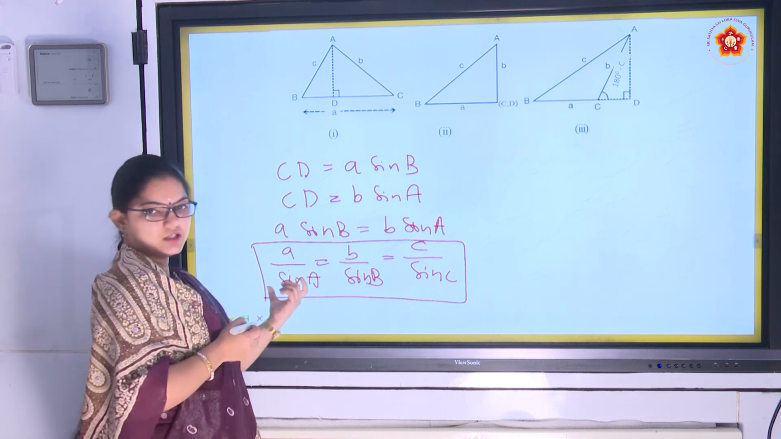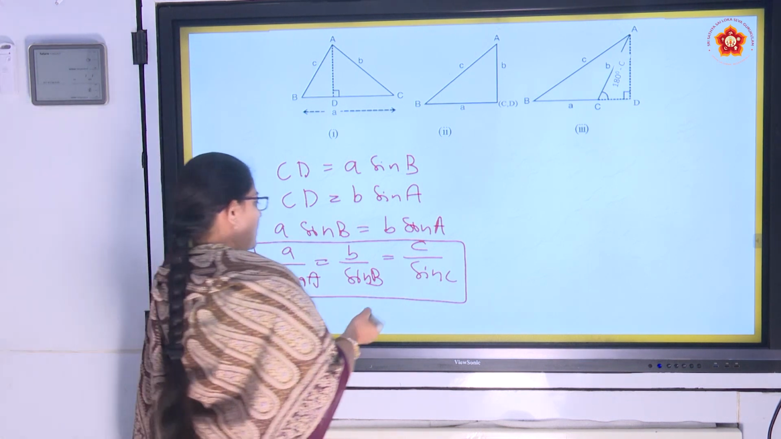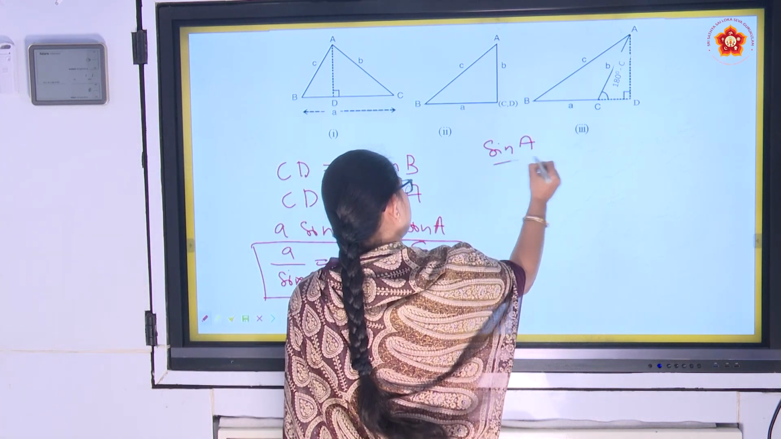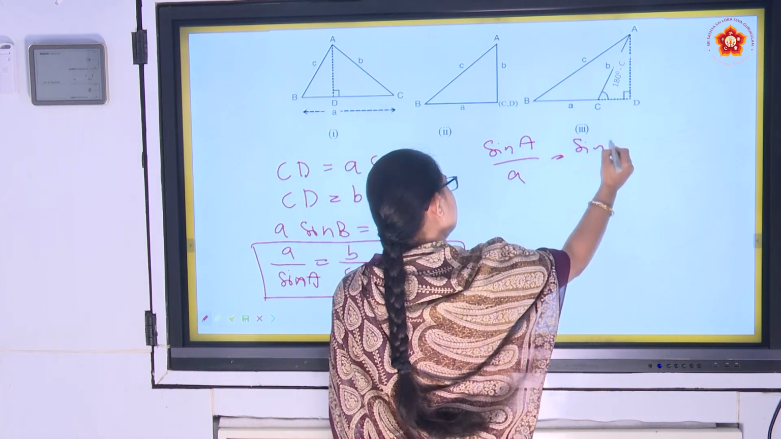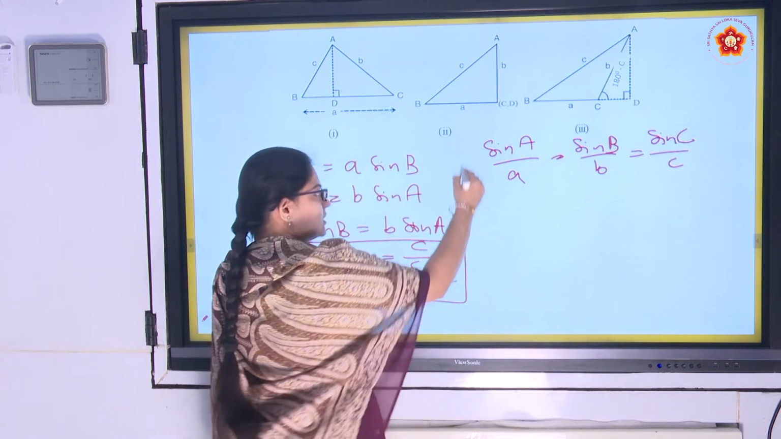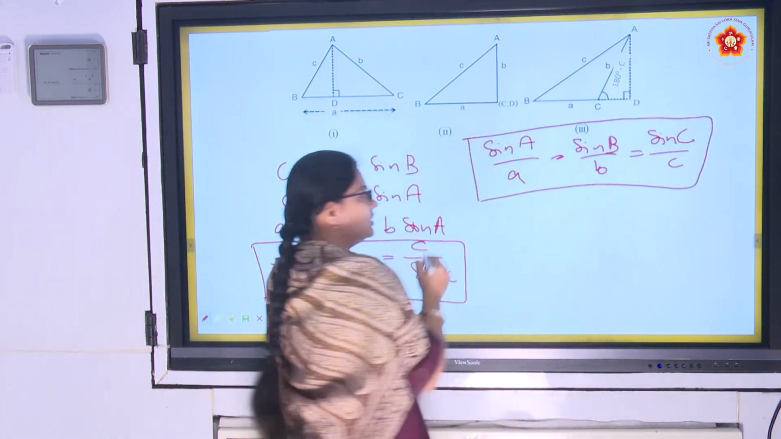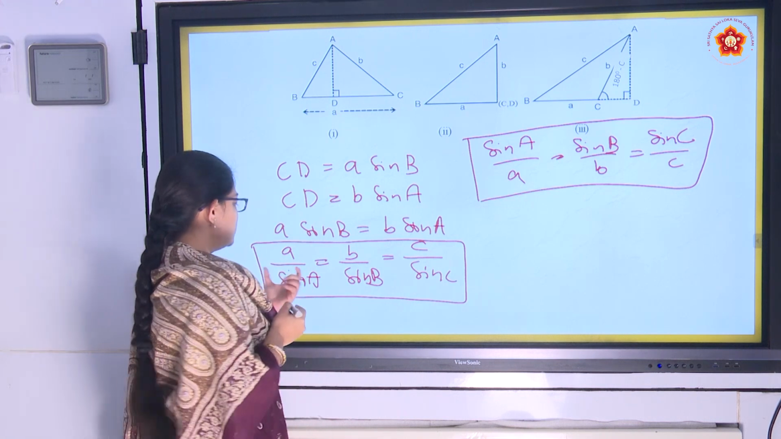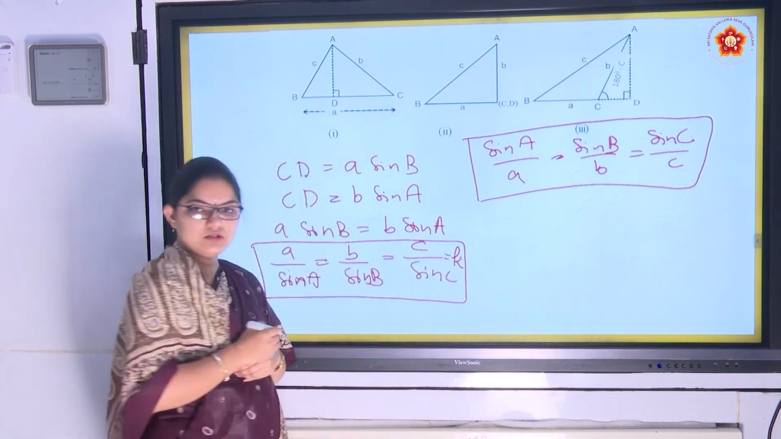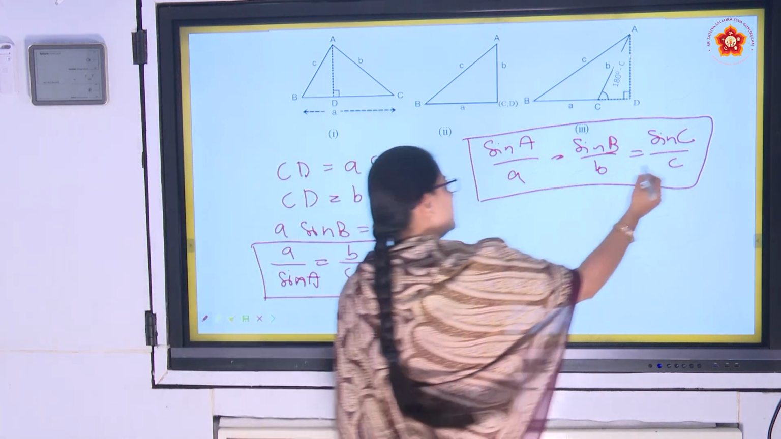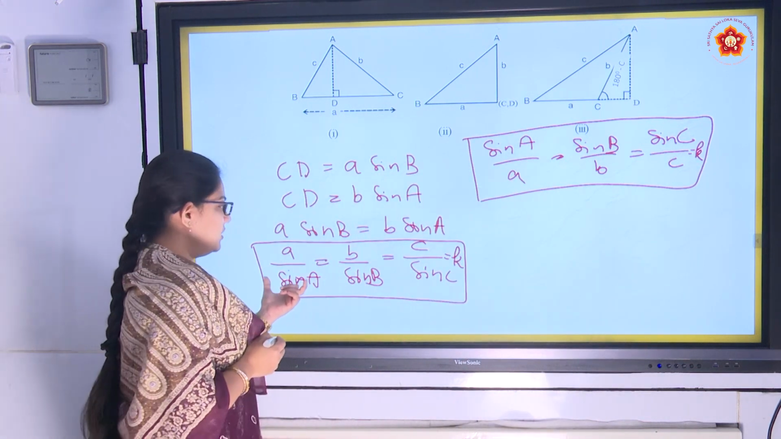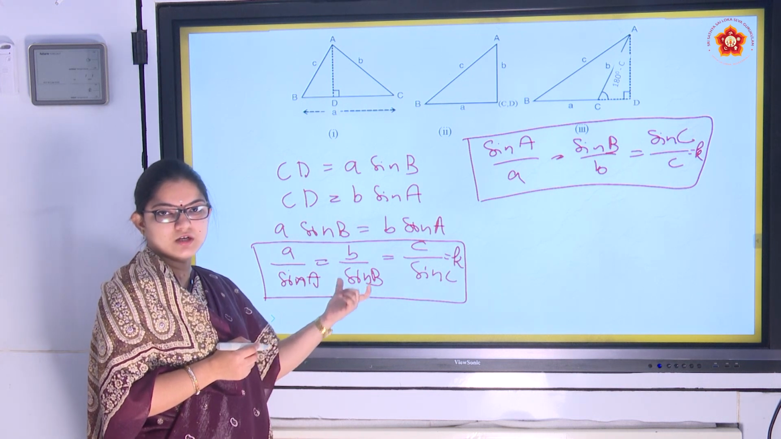So this is nothing but the required sine formula. And by taking the reciprocal, you can rewrite this again: sine A by A is equal to sine B by B, which is equal to sine C by C. This is also the sine formula by taking the reciprocal. And since they are equal, this ratio we can equate to some constant K. Similarly here also we can equate it to some constant K. This technique we are going to use while solving the problems.